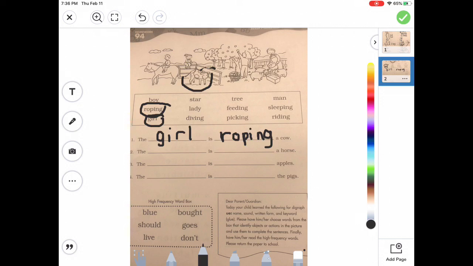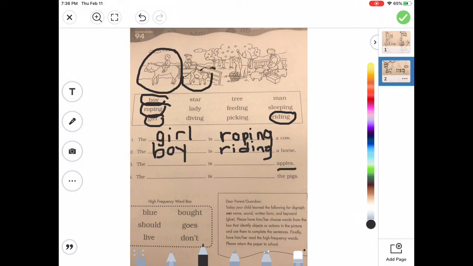Okay, what else? The next one says a horse. So what's happening on the horse? Who's on the horse? A boy. Very good. So where's the word boy? There's that word boy. And what's that boy doing? He is diving, feeding, picking, sleeping, or riding. He's riding. Very good. The horse.